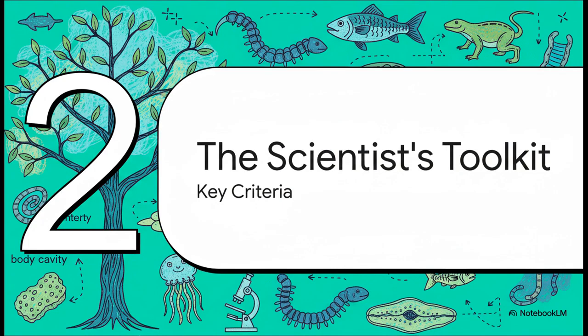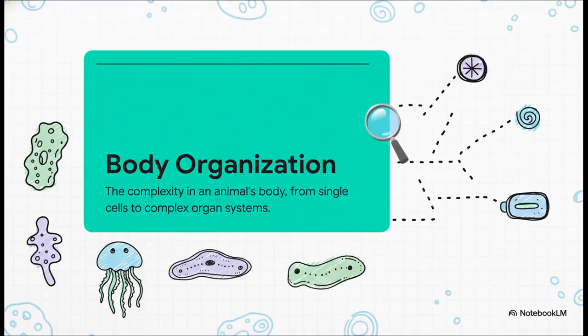Okay, so before we really start our journey through this roadmap, let's quickly look at the tools scientists actually use to draw it. There are a few key things they look for when they're trying to figure out where an animal fits into the grand scheme of things. First up is body organization, and this is all about complexity. Are we looking at an animal that's just a loose collection of cells doing their own thing, or have those cells started teaming up to form tissues, which then build organs, which then work together in these complex organ systems?